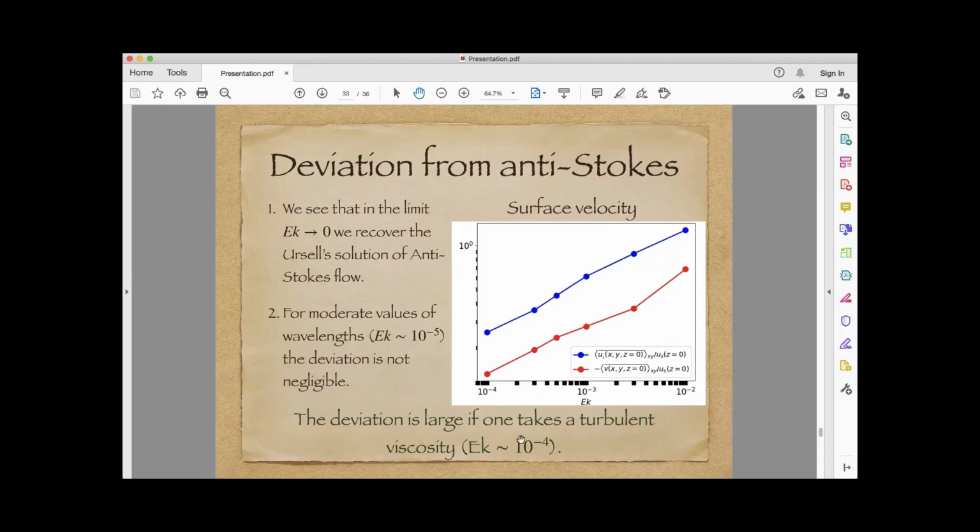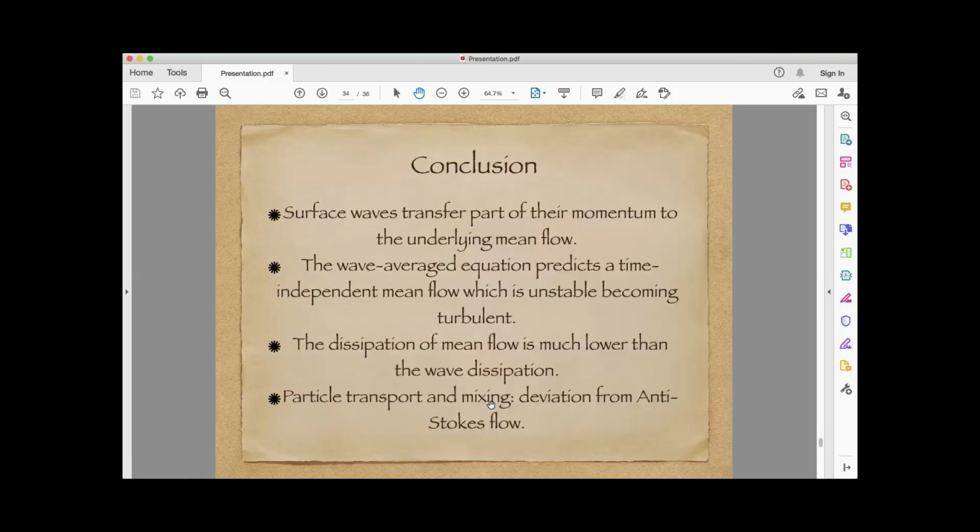And if you take a turbulent viscosity, which is Ekman, many people say you can take 10 to the power minus 4, 10 to the power minus 3, which is what people use in modeling. In ocean systems, if you take a turbulent viscosity, then Ekman numbers are much higher, so you get much higher deviation from the anti-Stokes flow. So in terms of implications for particle transport, we do find that even though the system goes to the anti-Stokes flow limit, there is a significant deviation if you look at the spatial structure of the system. So with that, I conclude my talk.